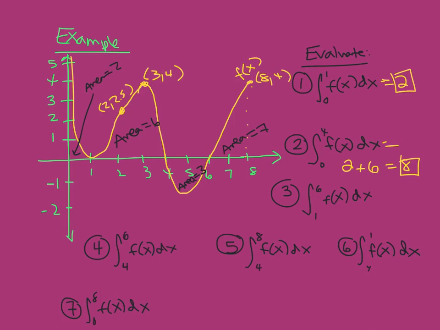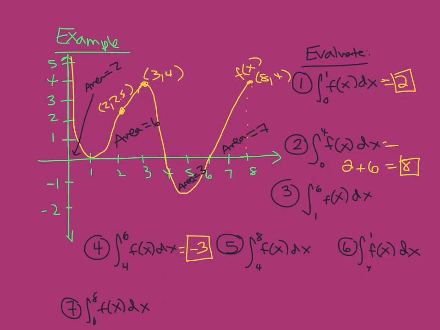For number 3, I asked you to find the area from 1 to 6. Actually, before we do that one, I want to do 4. I kind of mixed up the order and put them in the wrong place. For number 4, the area from 4 to 6, you can see I put that the area is 3, which is almost right. However, if you remember, I did say that areas below the x-axis are negative, so the answer for that one's actually going to be -3. So be really careful about that.